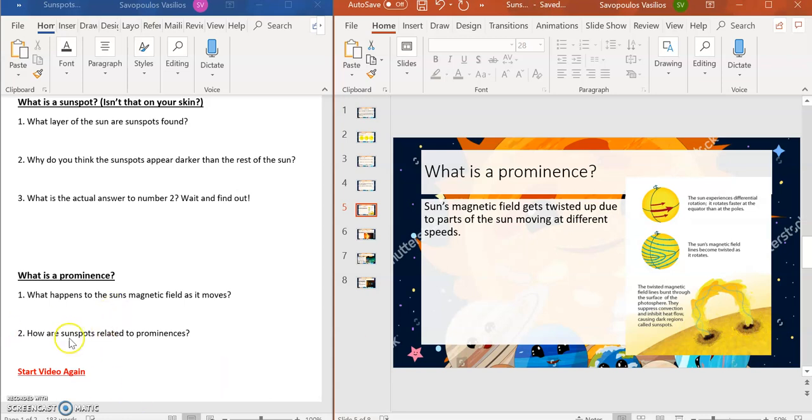So the second question that you would have to answer is, how are sunspots related to prominences? So I want you to go ahead and take a pause in the video, and answer what is a prominence number 1 and what is a prominence number 2. Once you're done with that, you can get started again with the video.